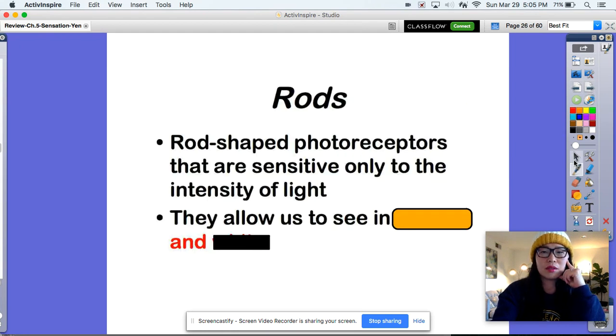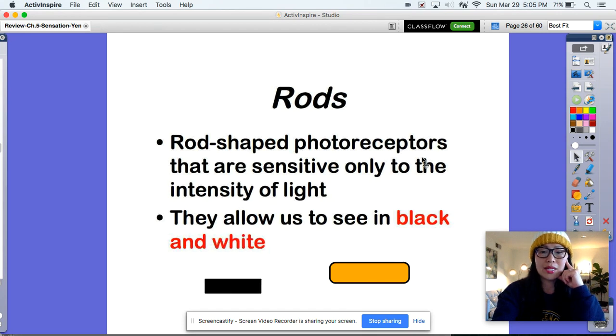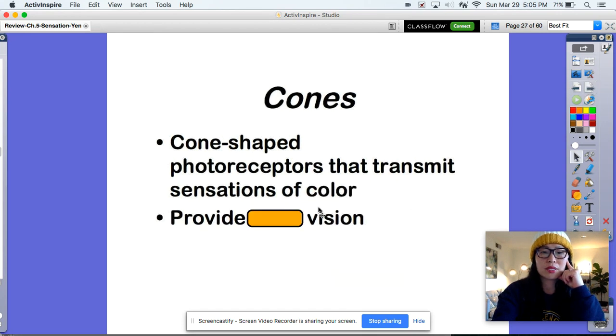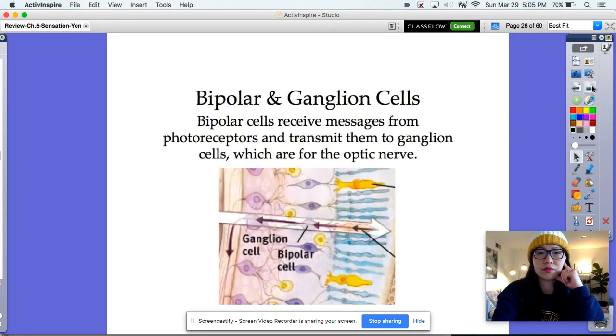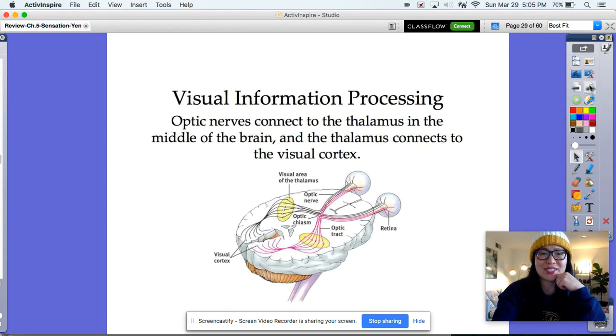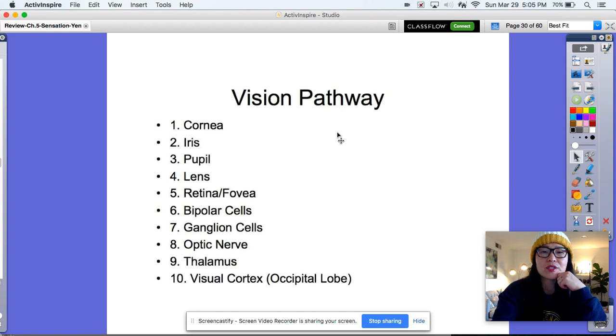Okay, again, rods are going to be black and white, whereas cones are going to be color. So cones are in the center, and rods are peripheral. Then we have bipolar and ganglion cells. Basically they receive messages and transmit them to the optic nerve, and the optic nerve is going to go to your brain, to your visual cortex.